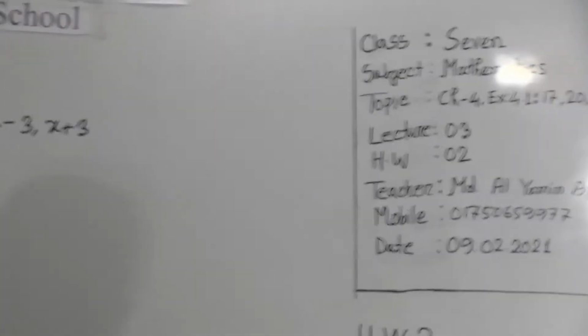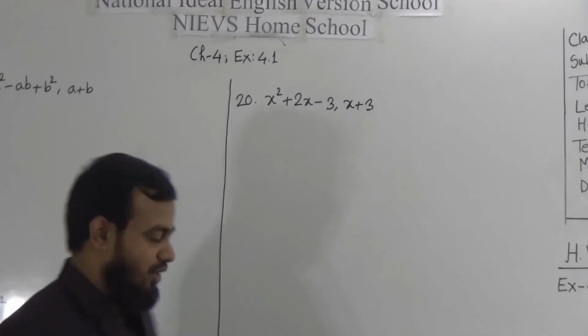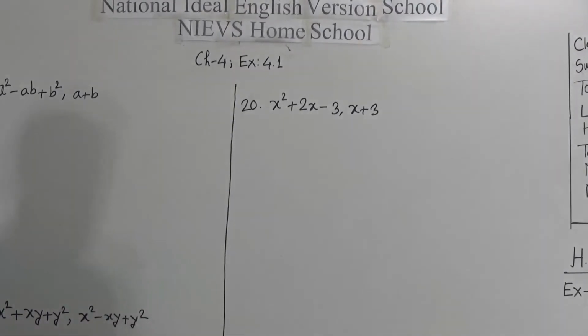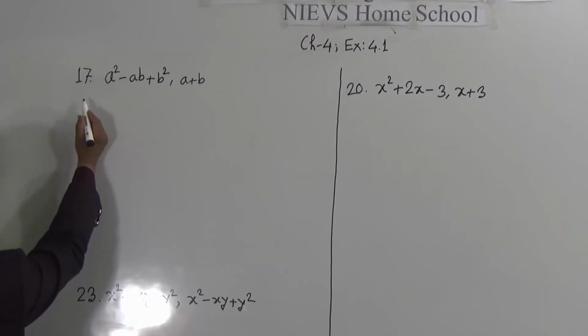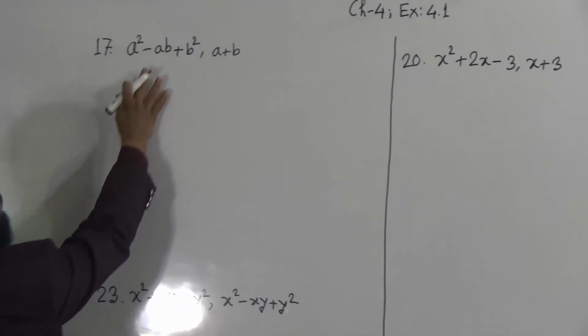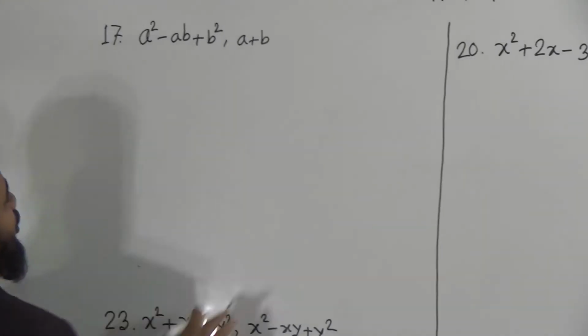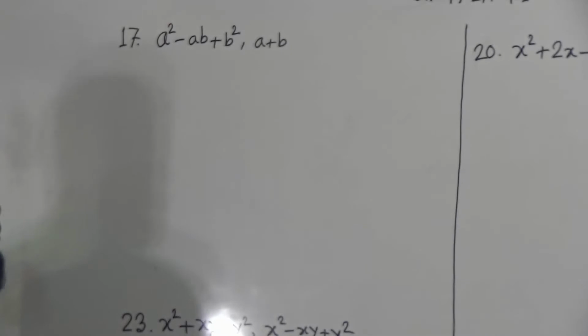Okay, my dear students, in the previous class, that means in lecture 2, I already solved the multiplication of a polynomial with a monomial and a monomial with a monomial. Today we will solve the product of a polynomial with a polynomial. My dear students, first number is 17. We need to multiply this first expression with the second expression. Both the expressions are polynomial expressions.